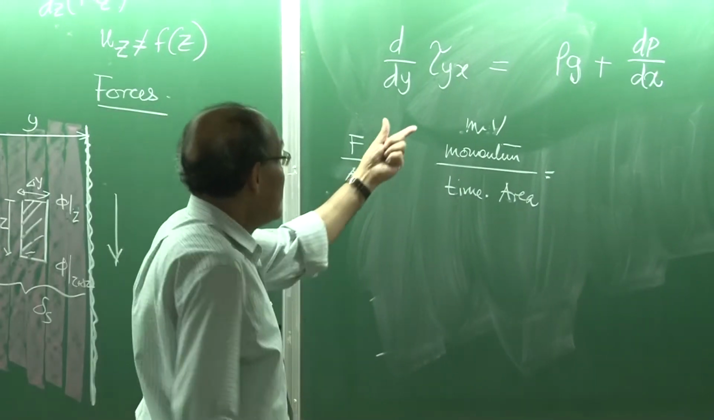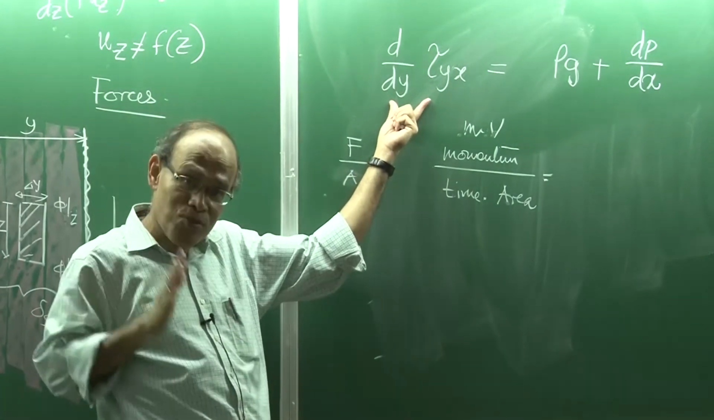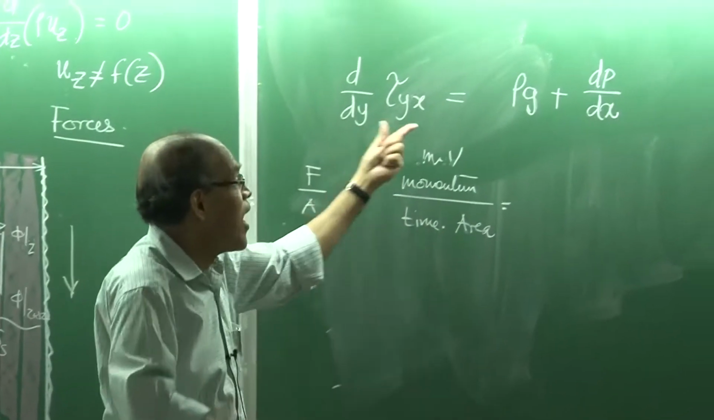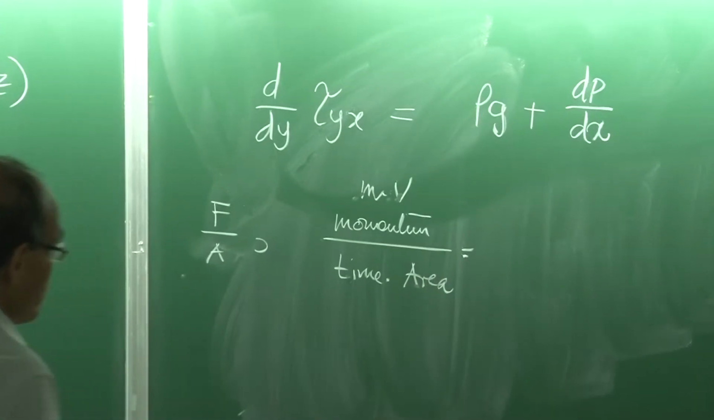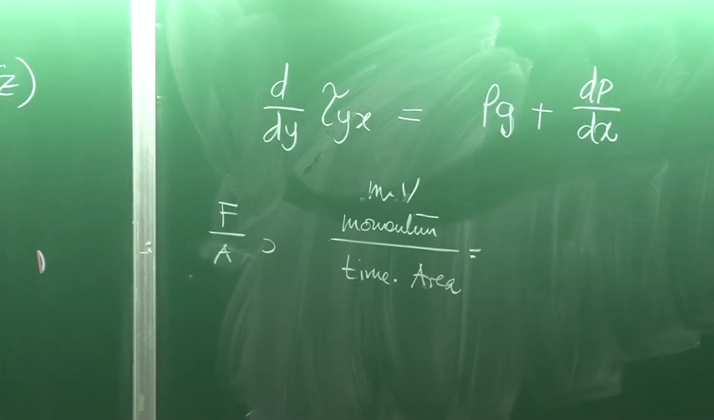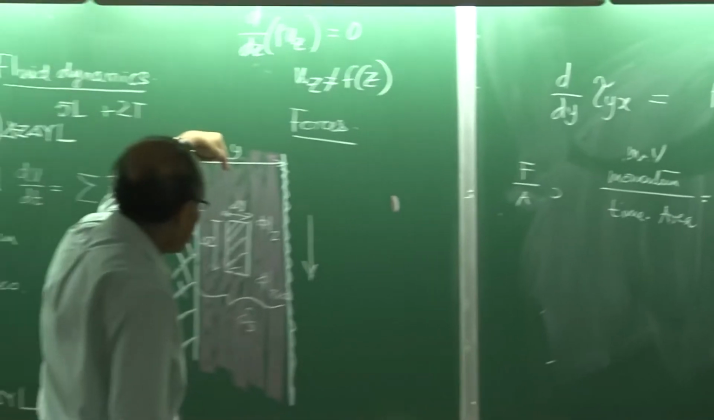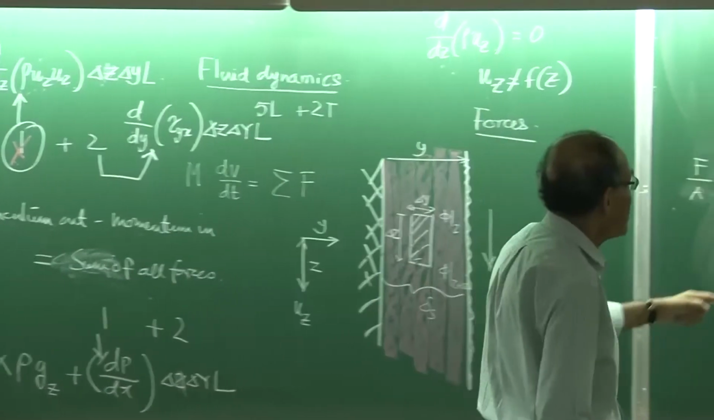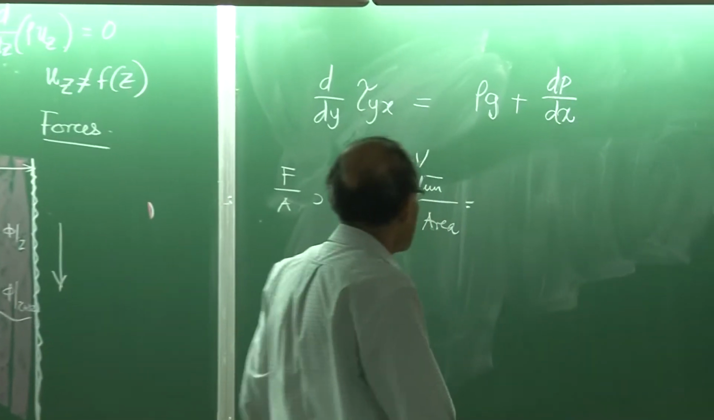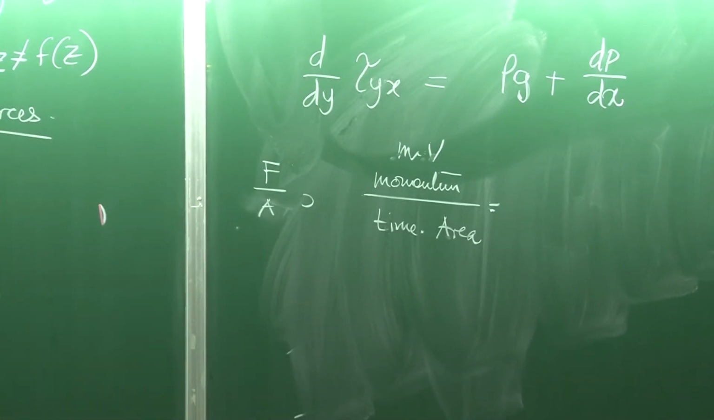So this is the flux of momentum because of the shearing action along the y direction, and this is balanced by the forces. We must understand that since there is no acceleration here, the pressure gradient is expected to vanish, and that I will show you in a minute.